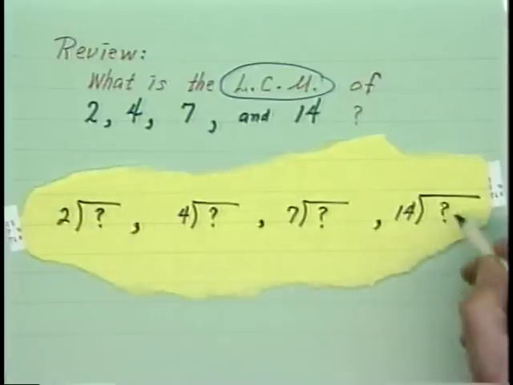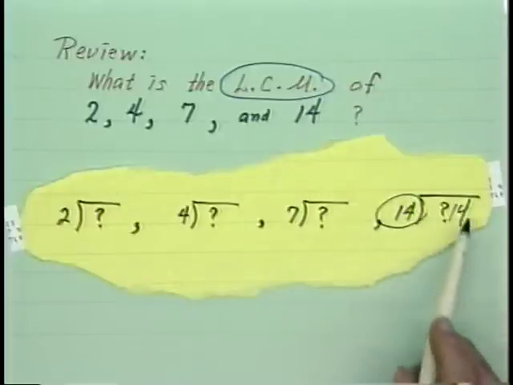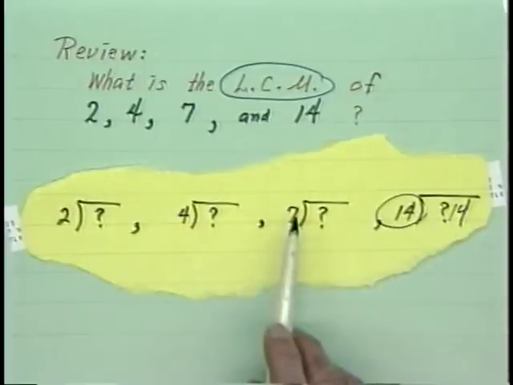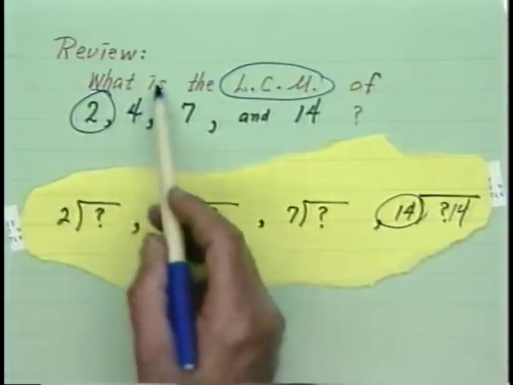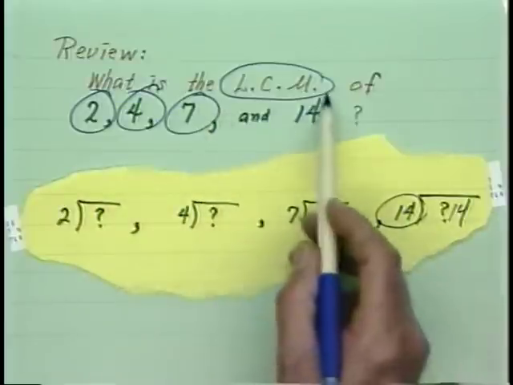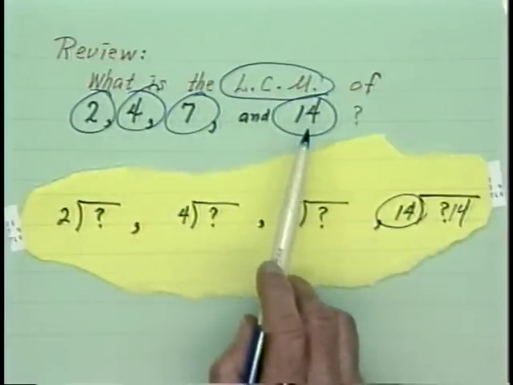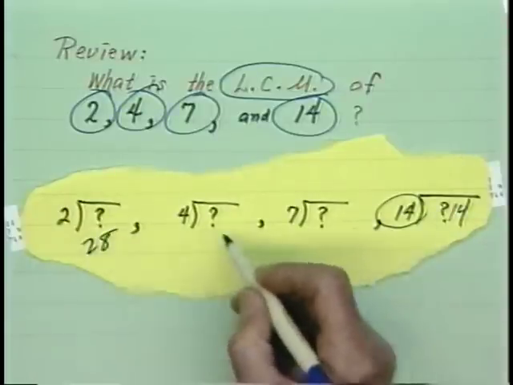So we can see that 14 is the lowest number that the largest one, 14, will go into, so it'd have to be at least as large as 14. Of course 7 goes into 14, but 4 does not, and 2 does. So these numbers are simple enough that just by looking at them and a little bit of thinking, you begin to realize that the number I want is 28.